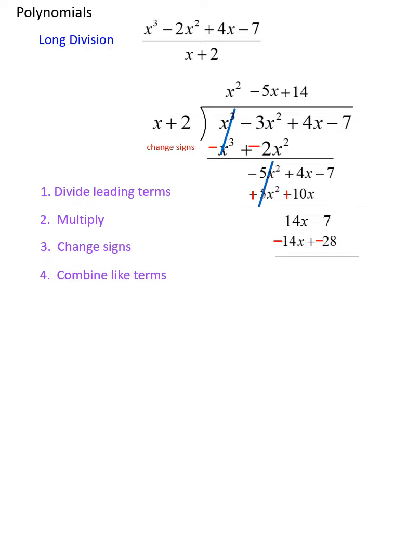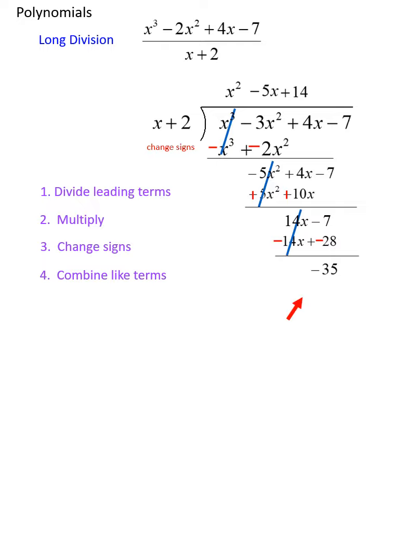Step 3, change signs. And this time when I combine like terms, the lead terms cancel. By the way, that should always be the case if you didn't already notice. And the remaining terms combine together to make negative 35.